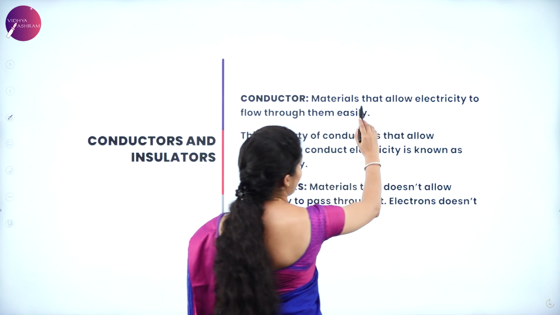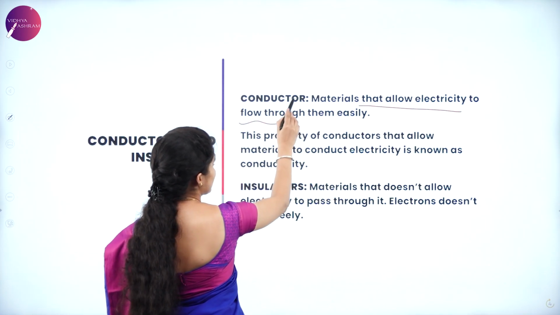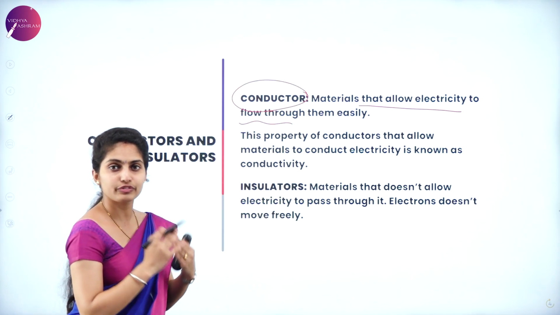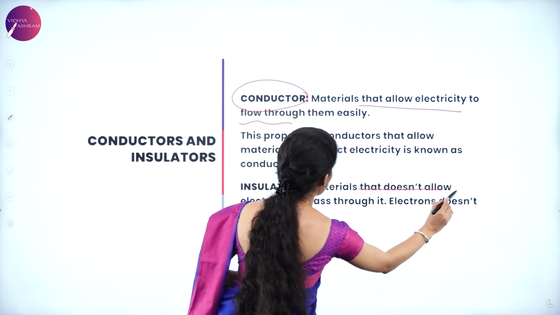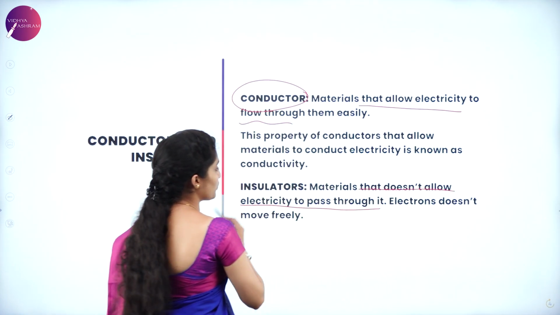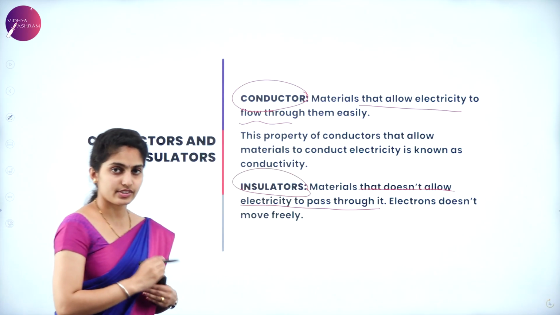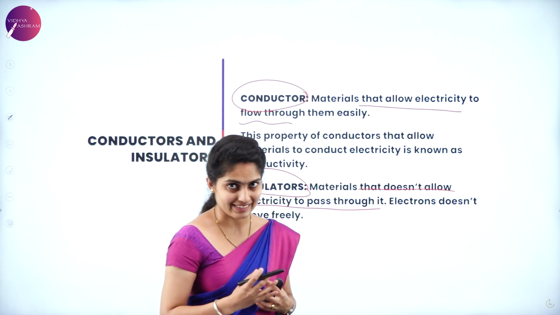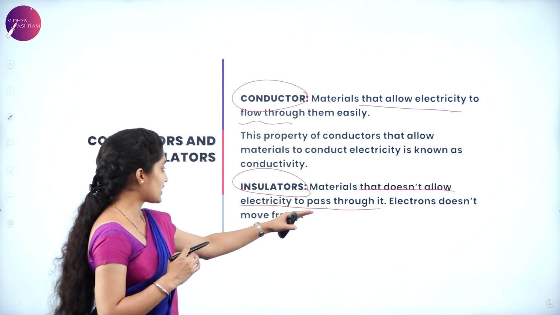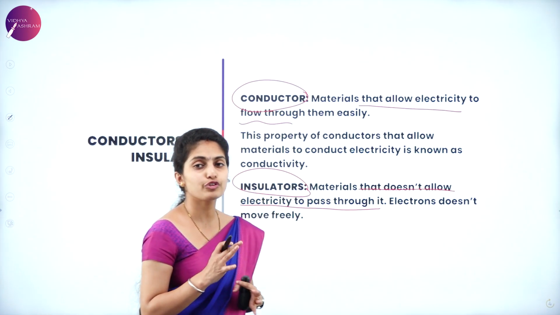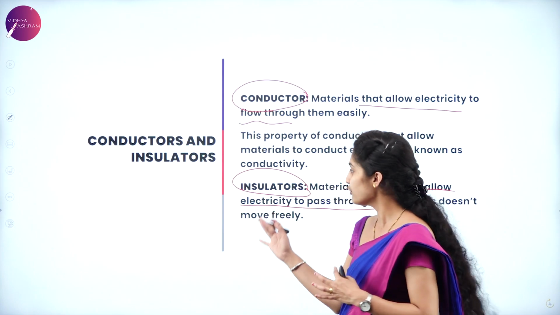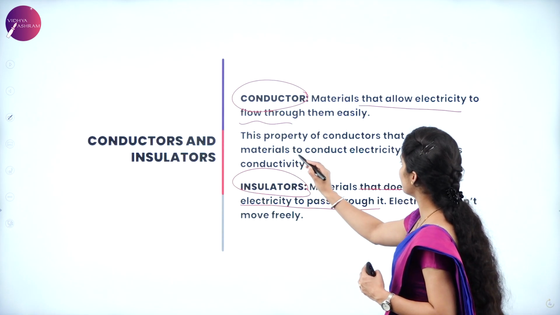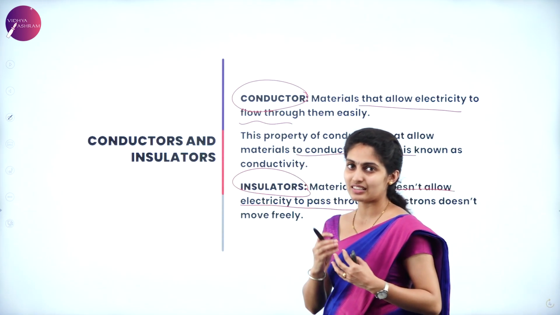So materials that allow the electricity to flow through them easily are known as conductors. Vice versa, the opposite of a conductor, the material which does not allow the electricity to pass through it, is known as an insulator. In conductors, electrons are very much responsible for generating electricity, whereas in insulators, electrons don't move freely. There is no free movement of electrons in case of insulators.